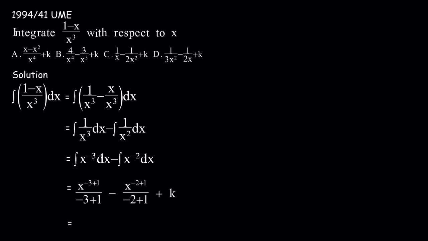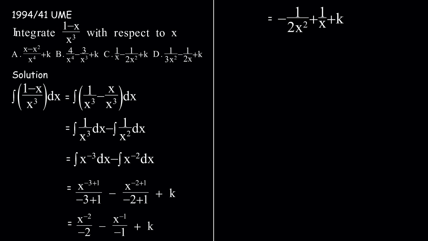Simplifying further, it will be equals to s to the power minus 2 divided by minus 2 minus s to the power minus 1 divided by minus 1 plus k. Still simplifying it further, it will be equals to minus 1 divided by 2s squared plus 1 over s plus k, because s power minus 2 is the same as 1 divided by s squared, and s power minus 1 is similar to 1 divided by s. Now rearranging, it is equals to 1 over s minus 1 divided by 2s squared plus k, and the correct option is C.